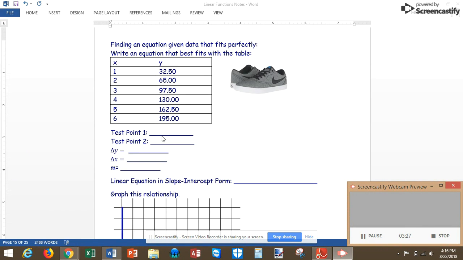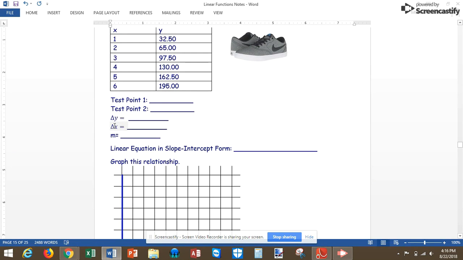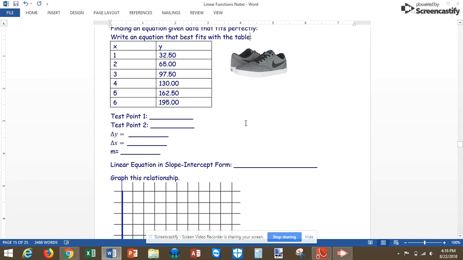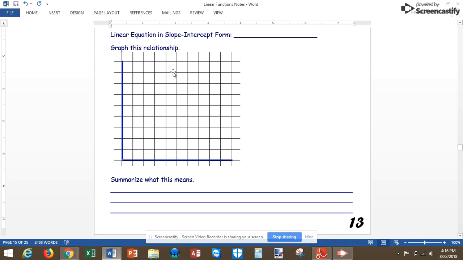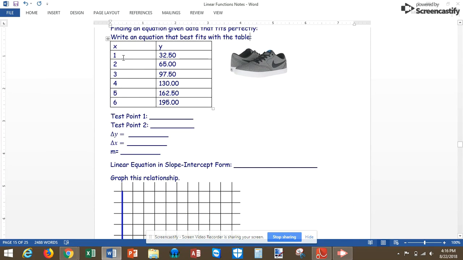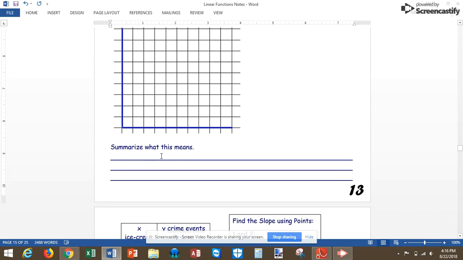So you're going to write out 2 test points, your change in y, and your change in x, and then you'll find the slope. And then using that, we're going to put our equation in slope-intercept form. After you've done that, go ahead and plot the points and graph this relationship. Put (1, 32.5), (2, 65), and so on. After that, write a couple sentences to summarize what this means.